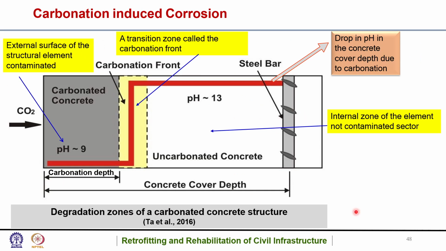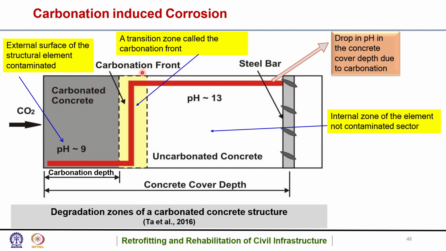This is a sketch of the degradation zones of a carbonated concrete structure taken from the literature. If you see here, this is the concrete cover depth. This is the carbonated concrete, which has a pH of 9, and this is the uncarbonated concrete of pH 13, and this is the carbonation front. It is the intermediate layer between the carbonated and uncarbonated regions, and this is the depth of carbonation. The external surface of the structural element is contaminated, and a transition zone is called the carbonation front.